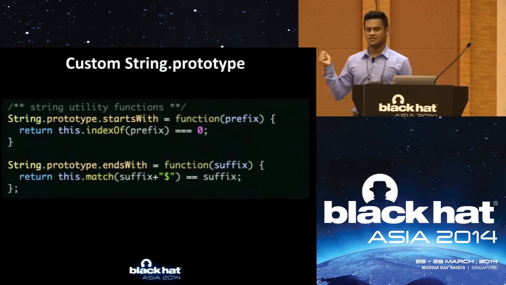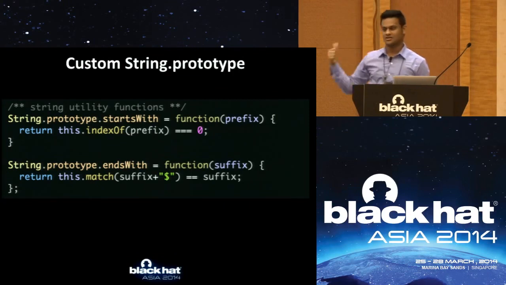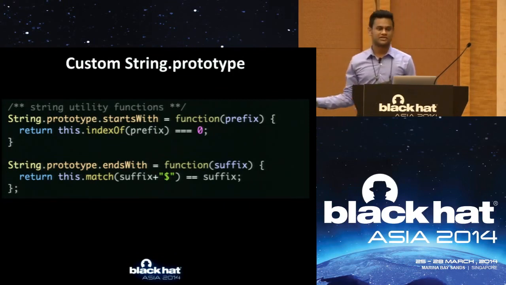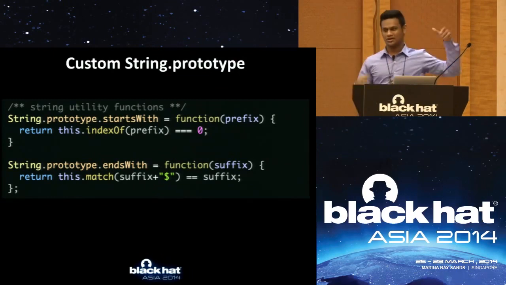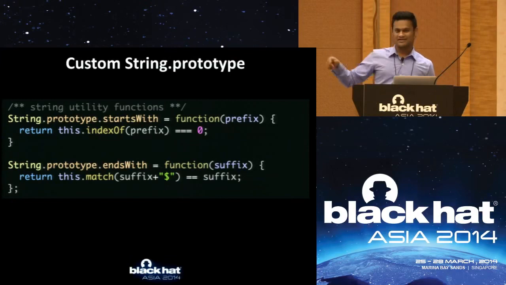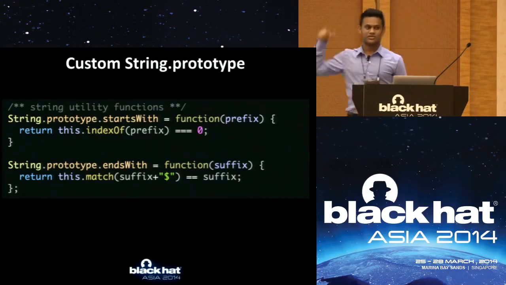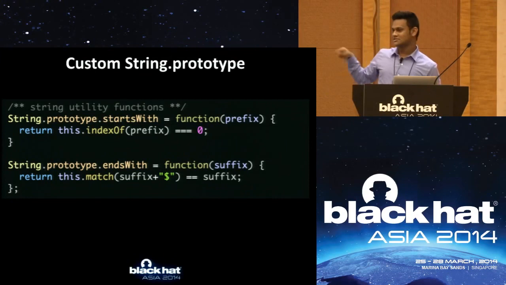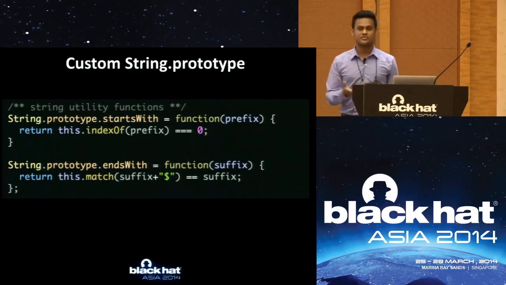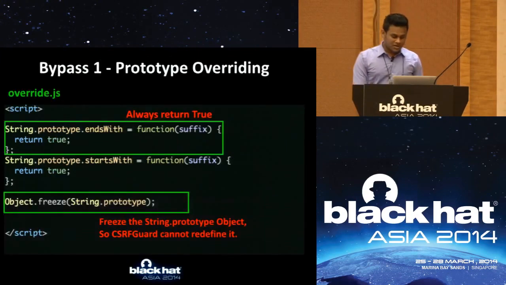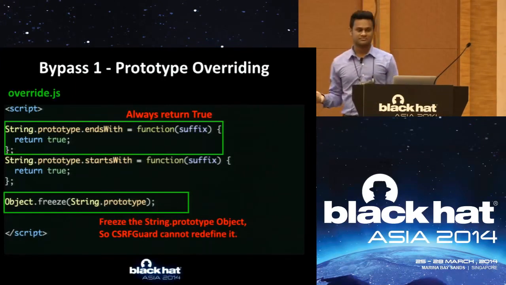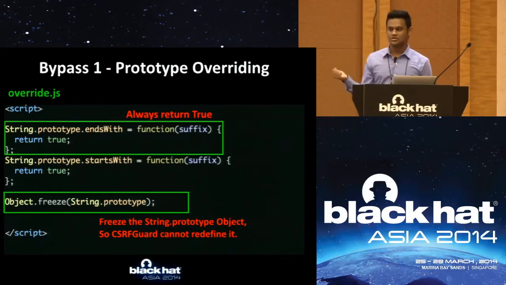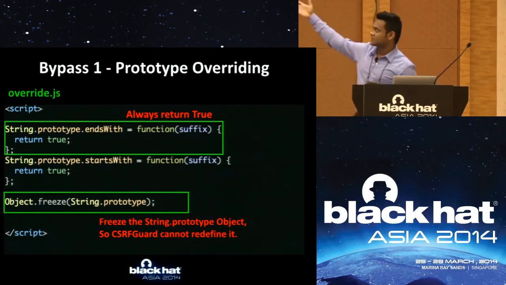But the problem is his code has to load first, and the CSRFGuard code has to load second. Again, there is another problem. If he initiates his own definition of endsWith, the definition of CSRFGuard is going to replace it, right? That's a belief which the authors had a few years back when they implemented it. But with ECMAScript 5, we had a new feature called Object.freeze, right? So just by adding a new security feature, you are actually trying to break something which used to work very well before. So this is the kind of attack which I was talking about.